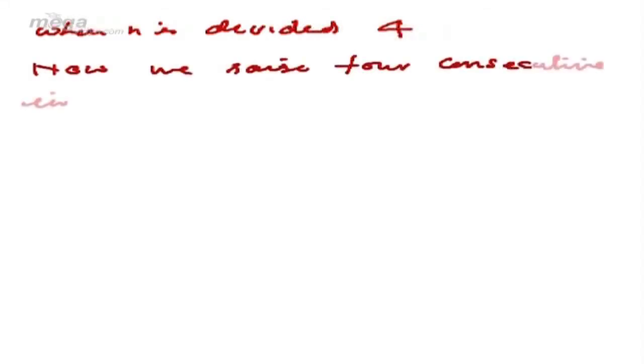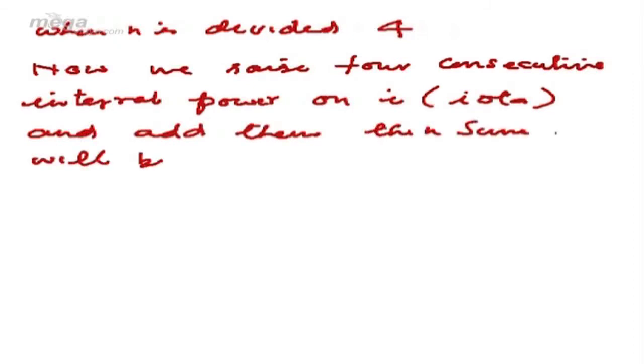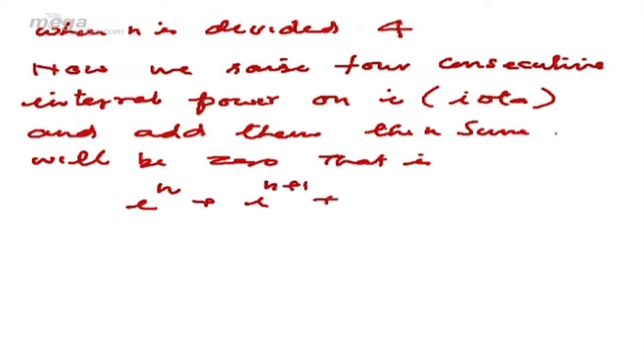Now if we raise 4 consecutive integral powers on i, that is iota, and add them, then the sum will be 0. That is i to the power n plus i to the power n plus 1 plus i to the power n plus 2 plus i to the power n plus 3.